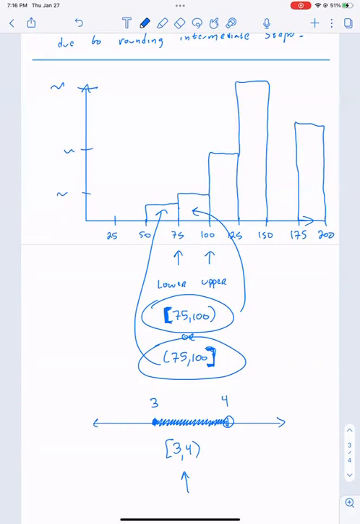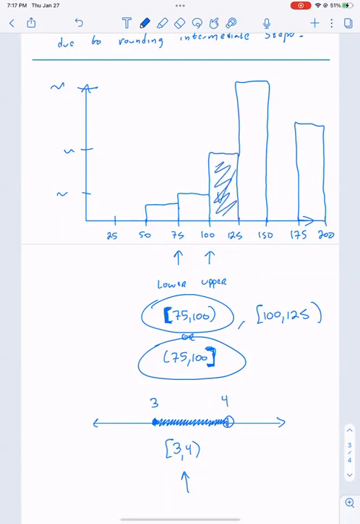Professor, that's what I meant, for the second one, you would include 100? For the second one, I wouldn't include 75, but I would include 100. For the first one, 100 goes to the right. The next one over after this one is 100 to 125. So if I got exactly 100, 100 would go into this one. Does that make sense?